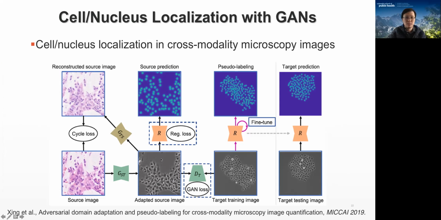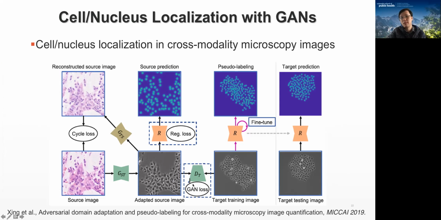And this transformed source image will look similar to the target image. And of course, here we will need a discriminator to differentiate these two types of images. And we will train this model until this discriminator is not able to differentiate these two types of image data.